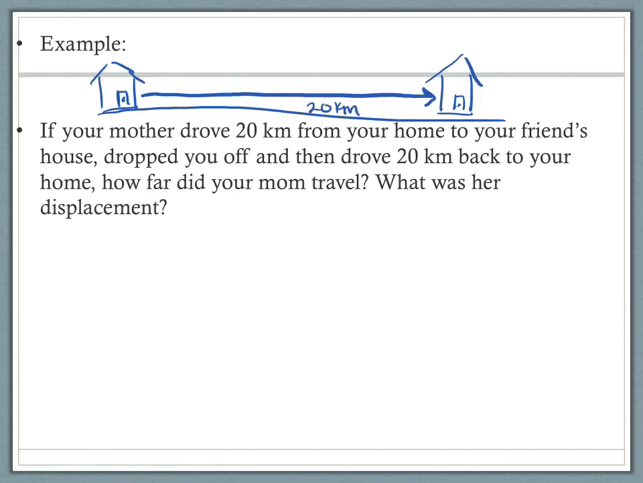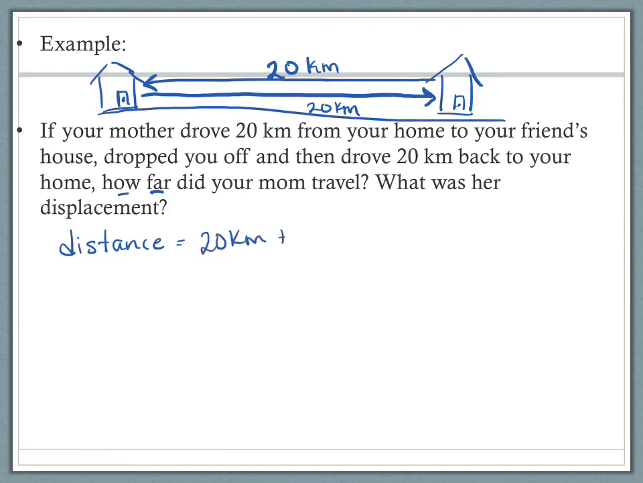And then dropping you off there, and then going back home. And of course, how far does she go back home? She goes 20 kilometers. Okay, so first question, how far did your mom travel? That is asking you the distance. She went 20 kilometers there, 20 kilometers back. So how far she traveled is the distance. And that's 20 kilometers plus 20 kilometers, right? Which is a total of 40 kilometers.